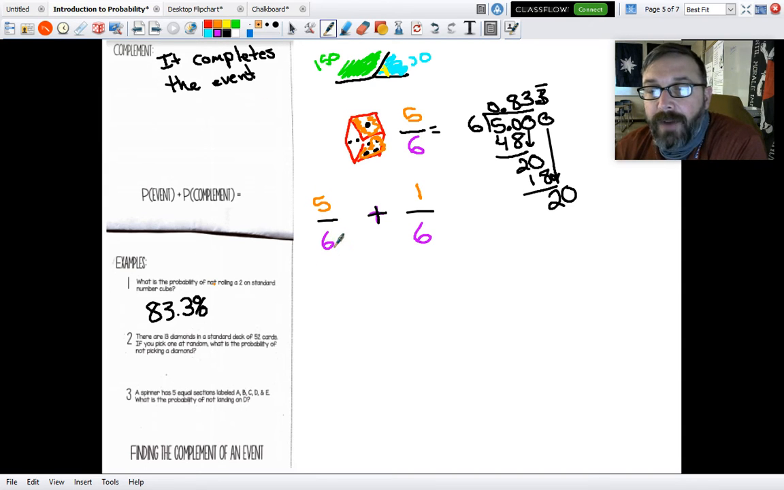When I'm adding fractions, I need like denominators. Well, 6 and 6 are like. So I'm going to go ahead and put an equal sign, and the 6 is going to go on the bottom. And since they are like denominators, I just add the numerators. So 5 plus 1 is 6.